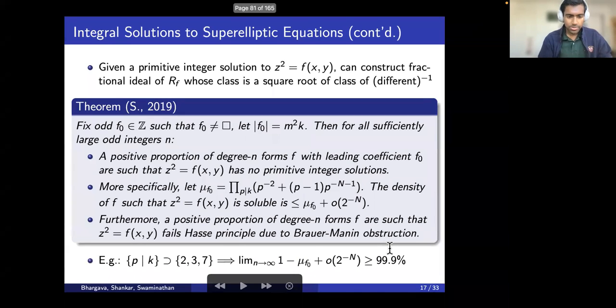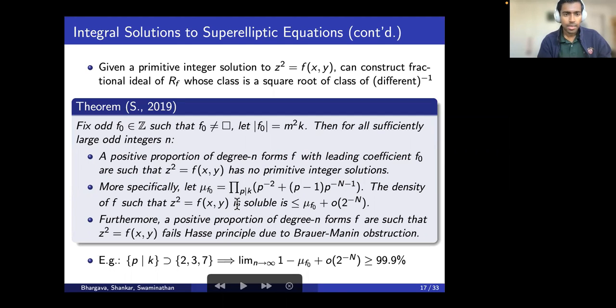So to give you a sense of how strong the theorem is, suppose that the set of primes p dividing k contains just 2, 3, and 7. Then what is the density of insoluble equations predicted by the theorem? Well, that's 1 minus this density of soluble equations. So that would be 1 minus mu f naught plus little o of 2 to the minus n. Now, as the degree gets big, you take the limit as n goes to infinity of this quantity, what you'll get is something more than 99.9%. So as soon as this number k has a few prime factors, we're saying that most of these equations have no solutions. So you could think of this as saying that most odd degree binary forms don't primitively represent a square.